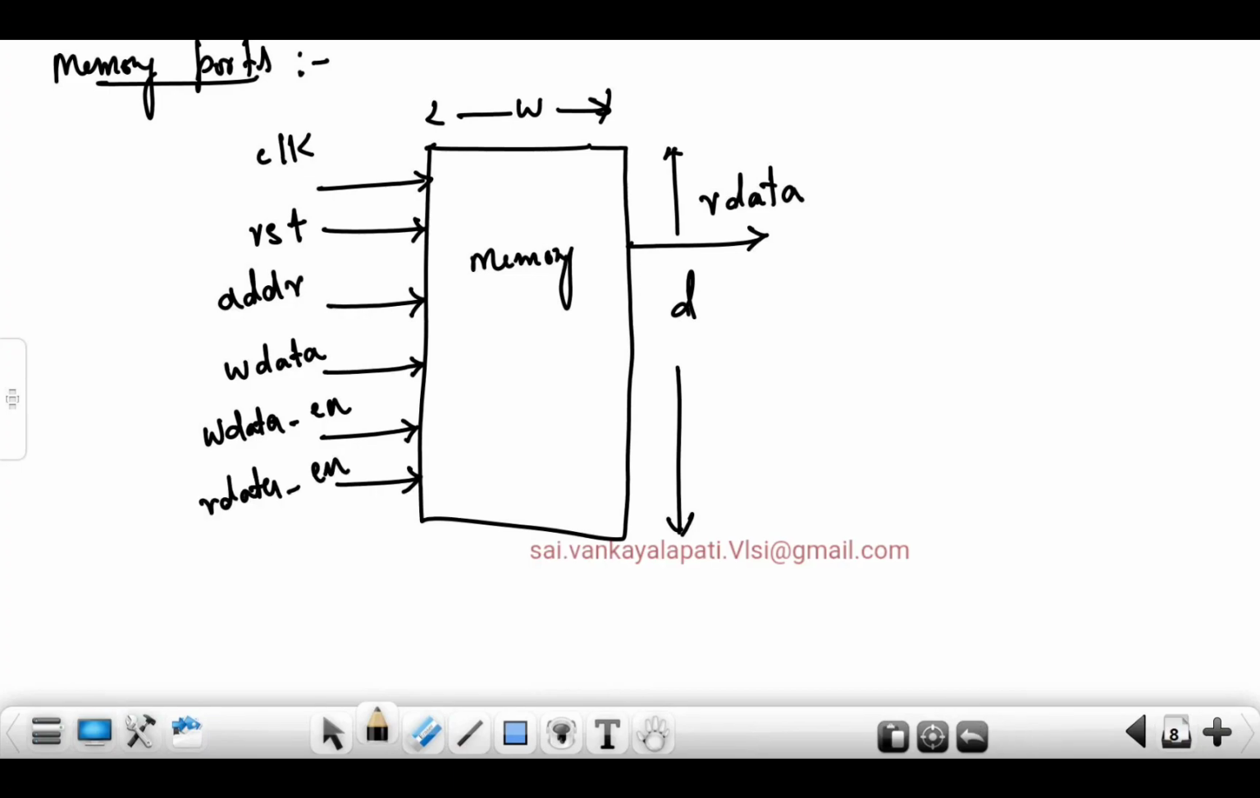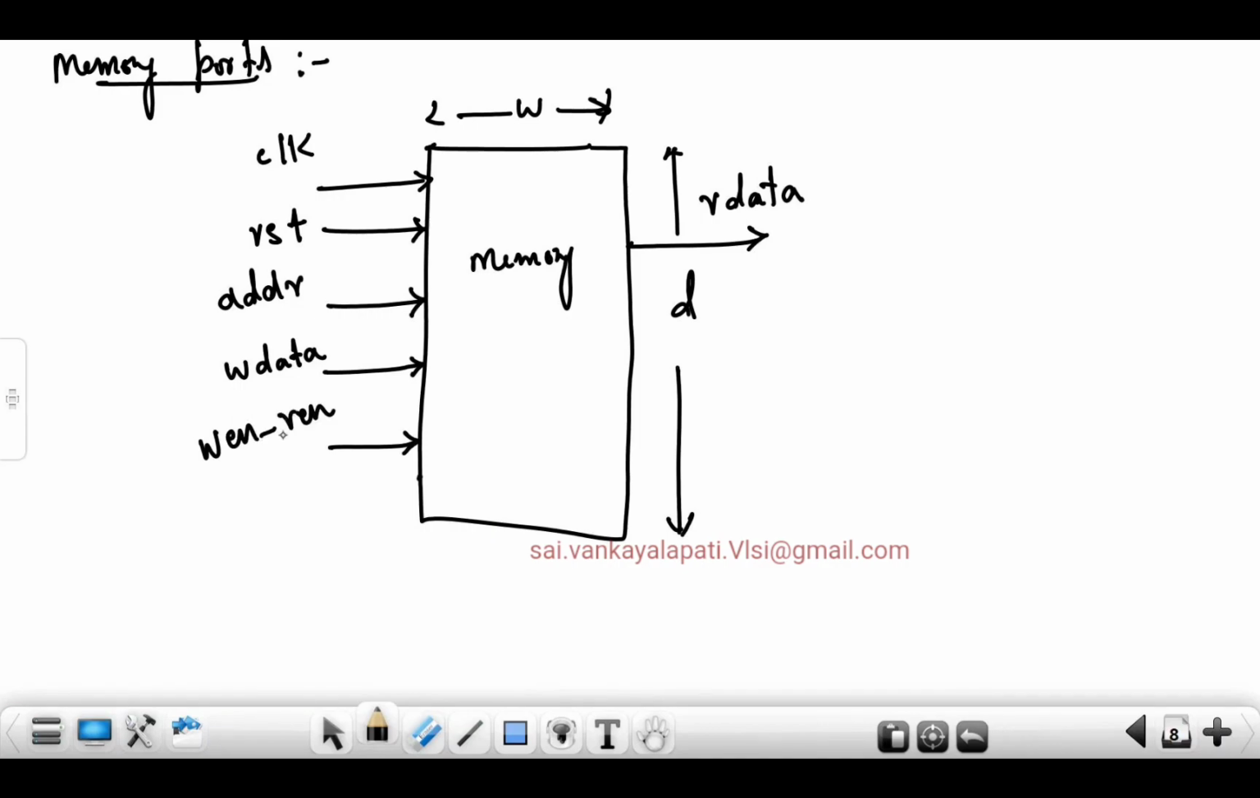EN indicates enable. So in case of writing, two inputs here, I can reduce the ports by making these two inputs into a single input. Read enable or write enable: if it is equal to 1, you write the data. If this is equal to 0, you read the data. So instead of writing two ports here, read data enable and write data enable, I can write only one input port, something like WR_RD, or write enable underscore 1. Some name I'm giving.